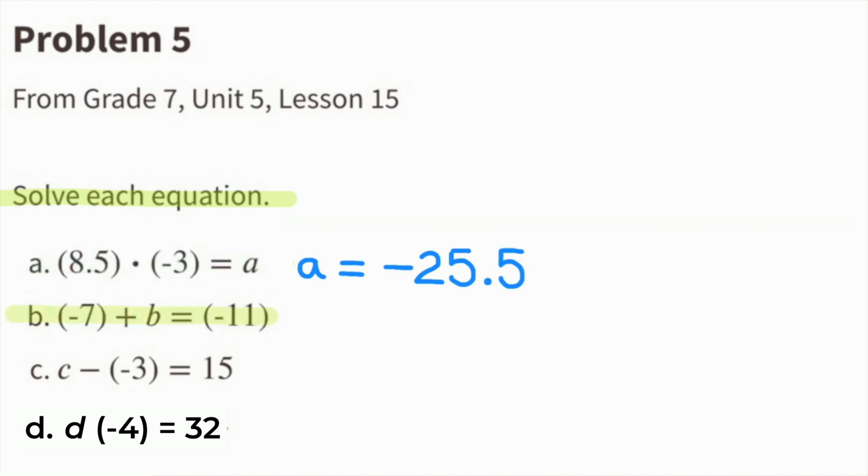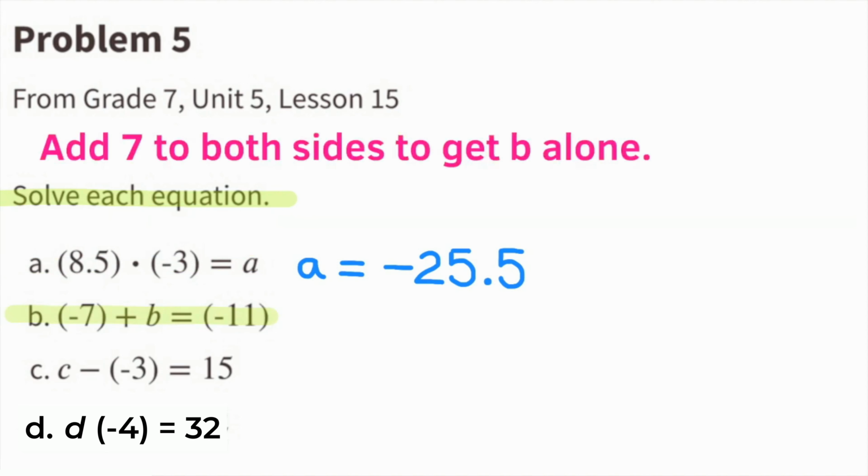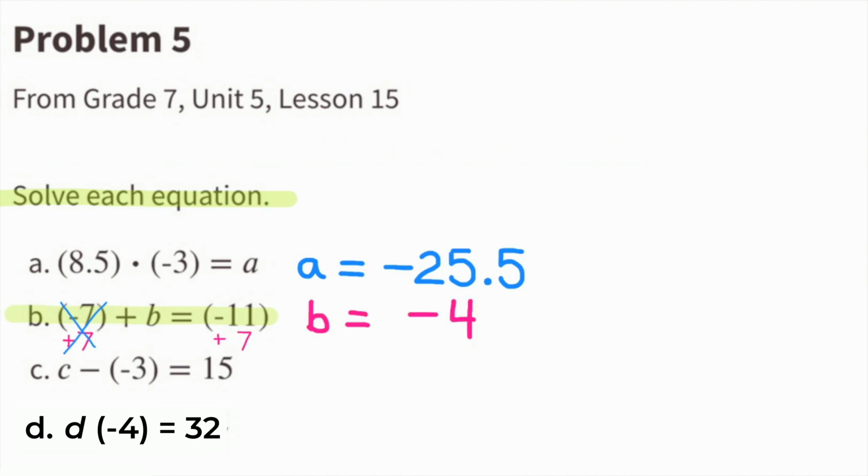B. -7 plus B equals -11. If you add 7 to both sides, you can get B alone. -7 plus 7 cancels each other out, and -11 plus 7 is -4. B equals -4.